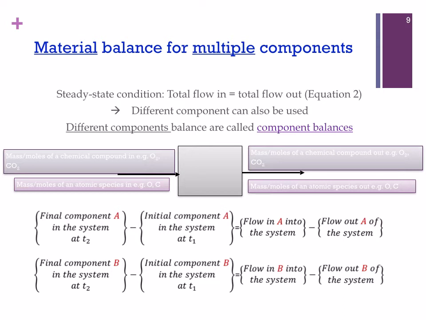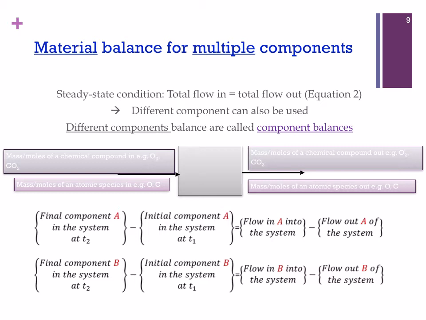In this example, the inlet, for reactive or non-reactive, we have mass or moles of chemical compound. In this example, I give oxygen and also carbon dioxide, and the flow out will be the same compounds, oxygen and carbon dioxide, or it can be an atomic species, in and out.